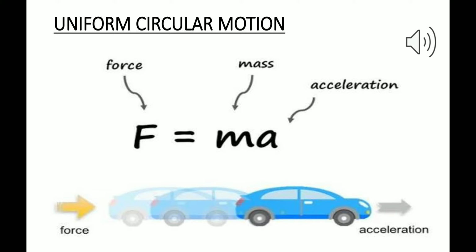Now, in this figure, we can see there is a car. We assume that this is a mass. Force has been applied, and with this applied force, the mass starts to accelerate. According to Newton's second law of motion, F is equal to ma. Here, m is the mass and F is the force, which is producing acceleration in the body.